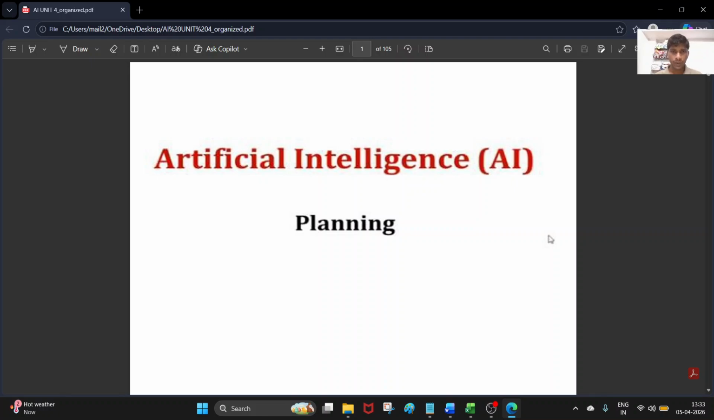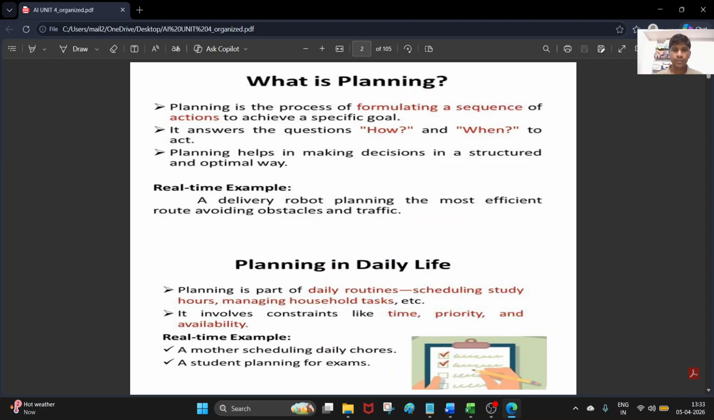Today we are going to see about Artificial Intelligence Unit 4 Planning. So we all know what is meant by planning. Planning is nothing but a sequence of actions to achieve a particular or a specific goal. So it may be answering the questions of how and when to act. Planning helps in making decisions in a structured and optimal way.